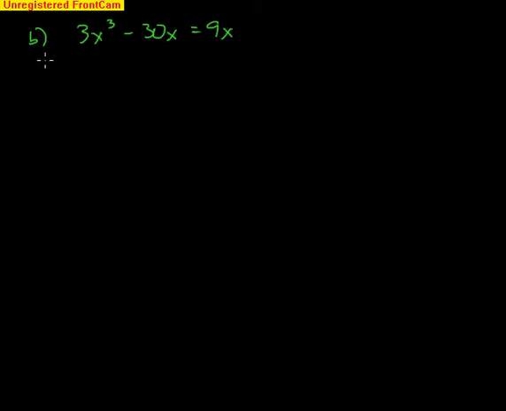Factor by grouping. Okay, here's the next problem we're going to attack. It says 3x cubed minus 30x equals 9x. Remember, it must say equals 0. So get 0 on the right side by subtracting 9x. Now, 9x is a like term with the 30x, so subtract it underneath there. The 3x cubed does not change. Negative 30 minus 9, that's negative 39x. That equals 0.